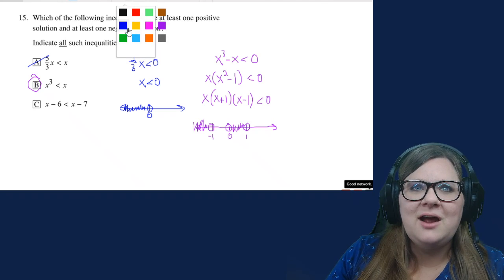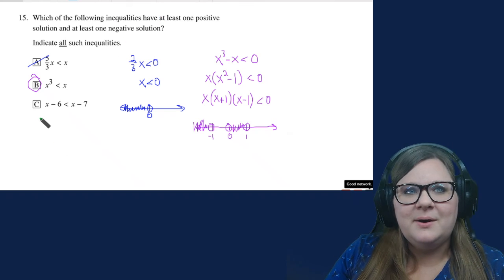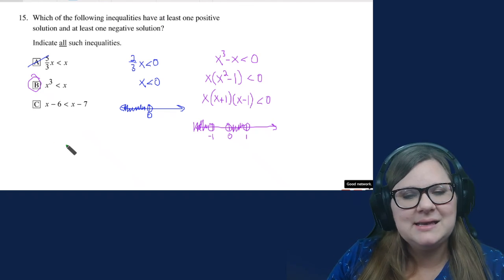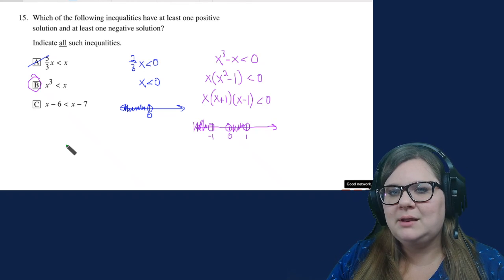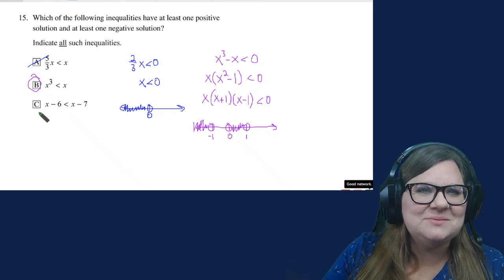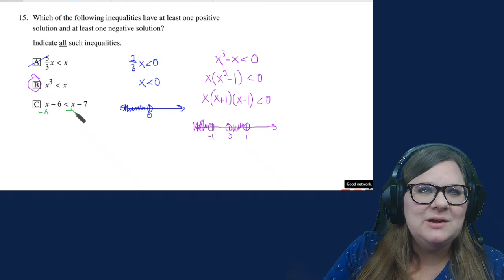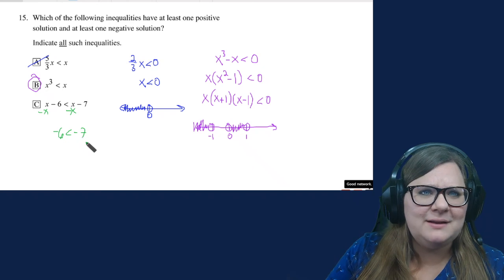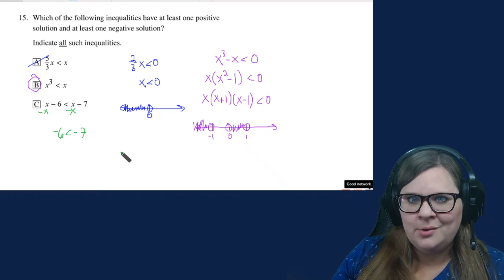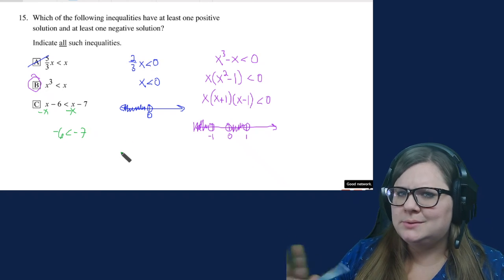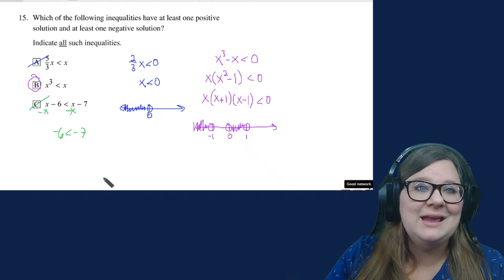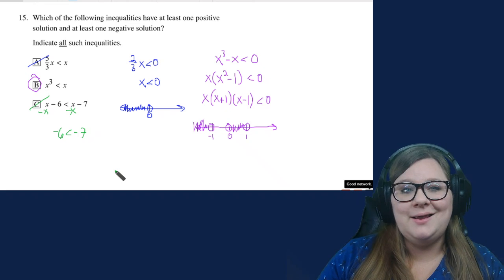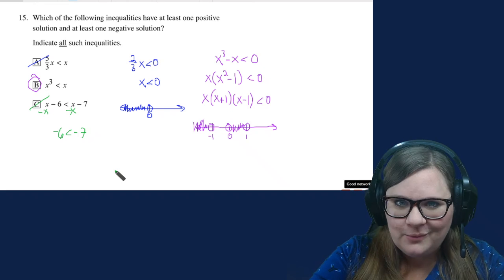Now let's take a look at our last one here. Part C, x minus 6 is less than x minus 7. Is there at least one positive and one negative solution to that inequality? Well, let's see. I'm going to subtract x from both sides. When I do that, I get -6 is less than -7. Well, first of all, there are no x's left over, so not a good sign. And second of all, this is a false statement. So no, we cannot actually include C at all. Answer choice B is the only one for this problem.